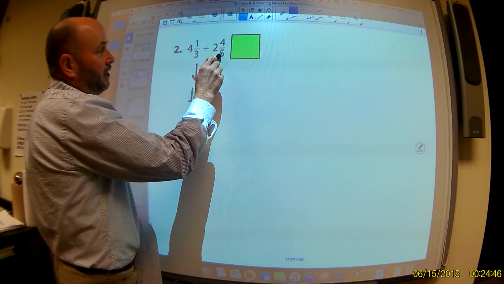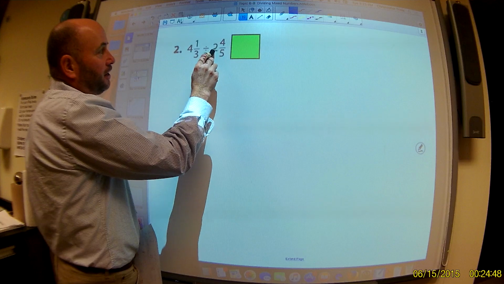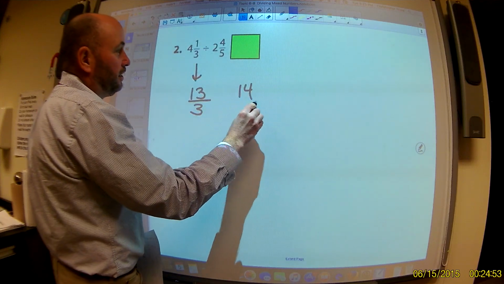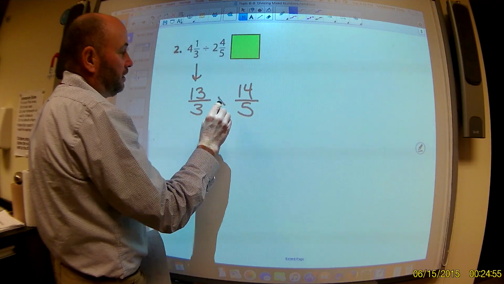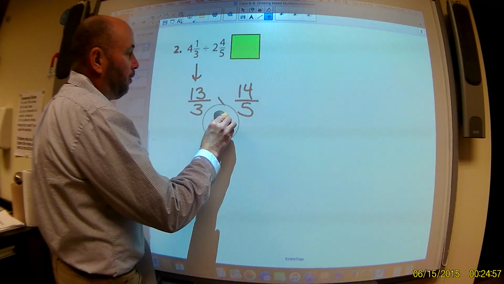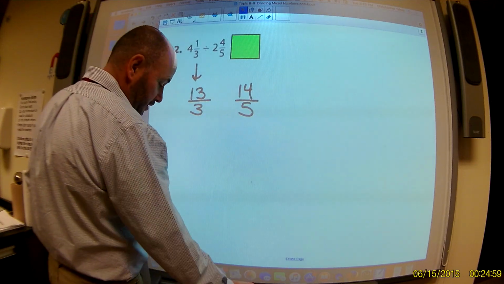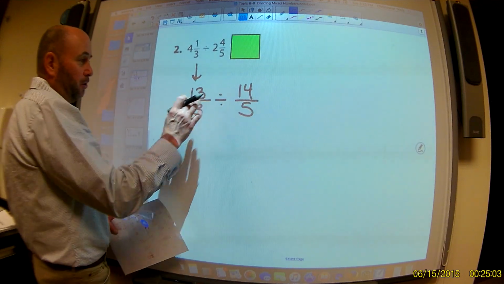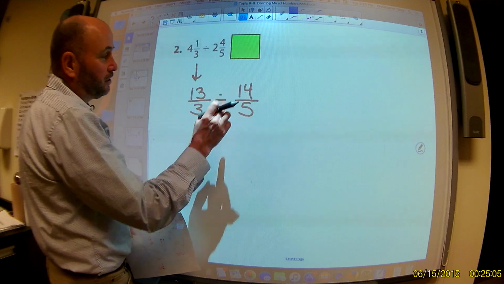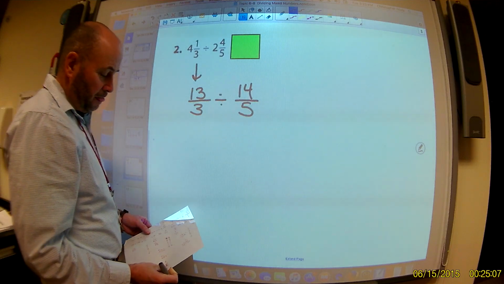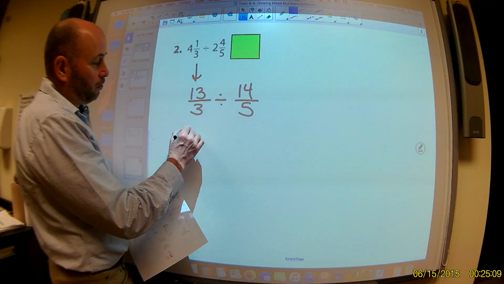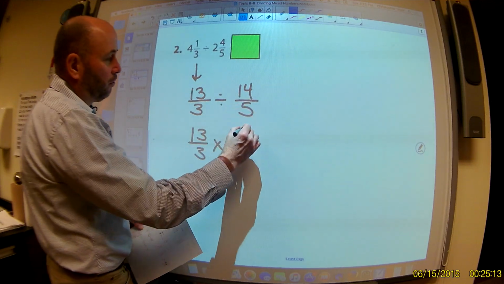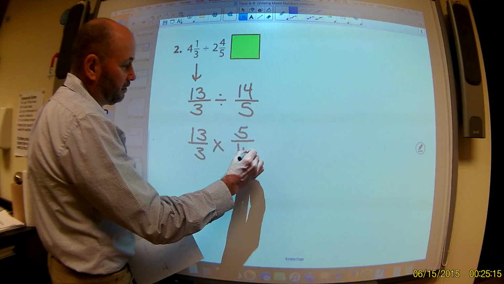Then we would take and change this into an improper. 5 times 2 is 10, plus 4 is 14. So that would give us 14/5. Now, before I put my multiplication symbol there, I have to remind myself I'm dividing. Don't put your multiplying down until you've converted this into the reciprocal. Okay? So now we're going to do 13 thirds times the reciprocal of 5/14.